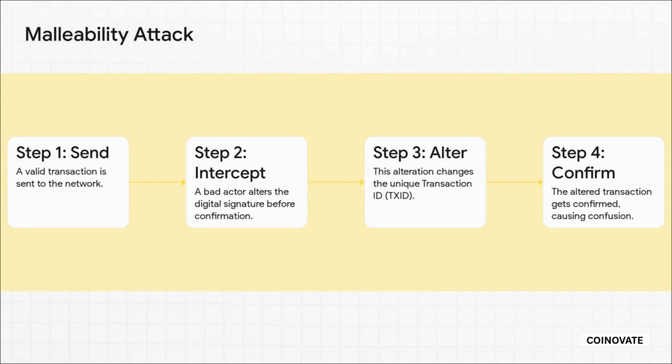So here's how this could actually be used in an attack. A bad actor sees a valid transaction on the network before it gets confirmed. Now, they can't steal the money, but they can tweak the digital signature just a tiny bit. This little change doesn't void the payment, but, and this is the crucial part, it changes the transaction's unique ID. So the original sender might look at their wallet and think the payment failed, maybe they even send it again, all while the altered version quietly gets confirmed. That's a perfect recipe for chaos.